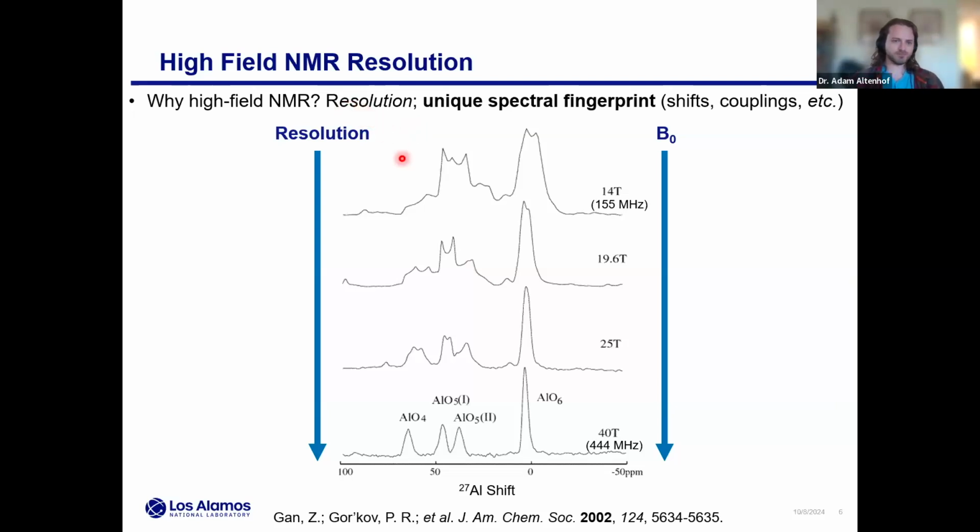Again, I mentioned resolution. A really classic example of this, which has been shown many times in the solid state NMR context: here we're looking at aluminum-27 NMR of this aluminoborate complex. And we can see even at a very high field of 14 Tesla, this is not enough resolution to really figure out what's going on in your analyte. We cannot figure out the number of sites and the tensor parameters from this alone.